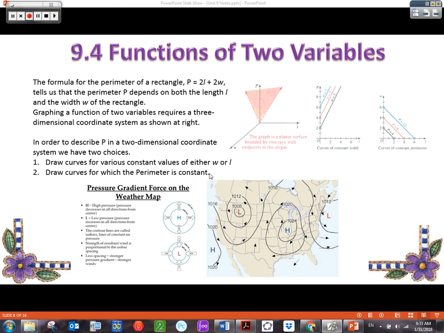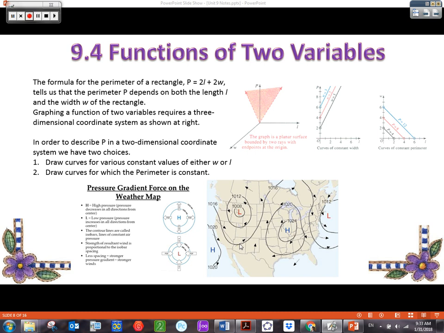This particular diagram right here, the pressure gradient force diagram, I'm kind of going over it. We will have some questions that have to do with it. I'm not saying that you have to memorize anything about a pressure map or the gradient force, but I want to talk about it so we're at least familiar with looking at it.